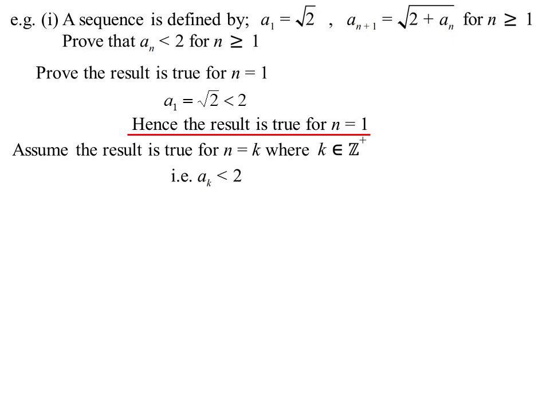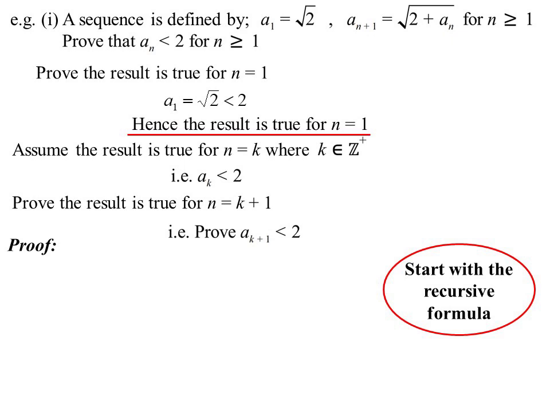We will assume it true for n equals k. So I'm going to assume that the kth term is less than 2. Now in this case, I only need 1 assumption because I'll only be substituting 1 term into the recursive formula. We're now going to try and prove that term k plus 1 is less than 2 as well. And so that's where we can use our recursive formula. So we'll start with that.